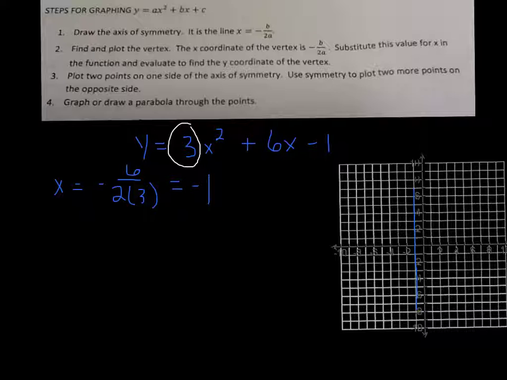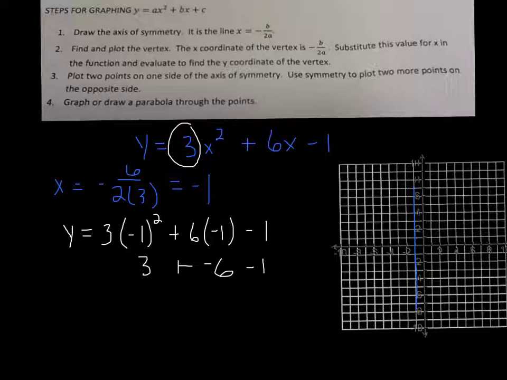All right, so now we take our x value, which is negative 1, and we plug it back into the equation to find the vertex. So y equals 3 times negative 1 squared plus 6 times negative 1 minus 1. Negative 1 squared is 1, times 3 is 3, plus negative 6, minus 1. So 3 and negative 6 makes negative 3, minus 1, negative 4. So that's our y value. Our x value is negative 1. So there's our vertex, negative 1, negative 4. So over 1 to the left, down 4, there is our vertex.